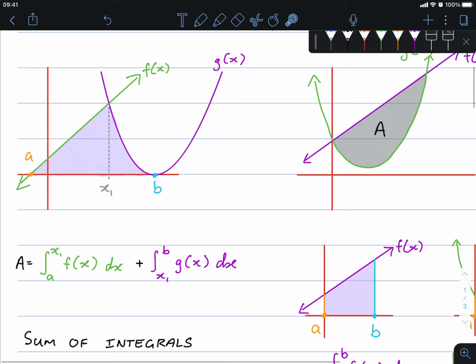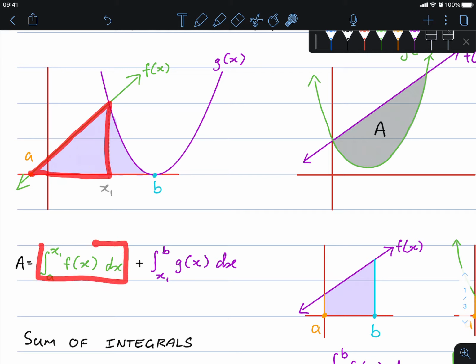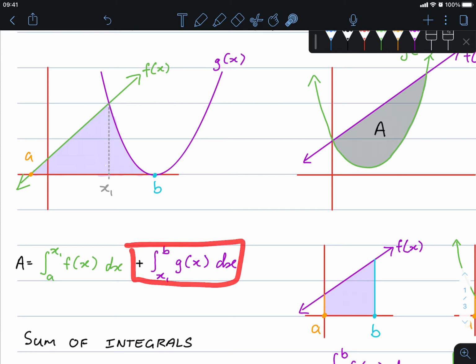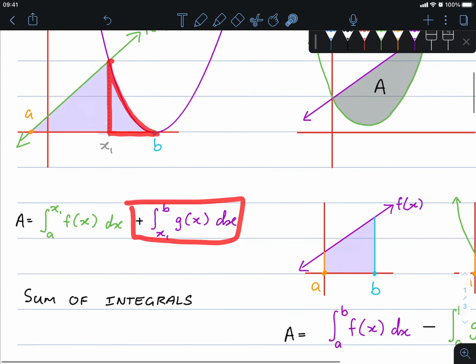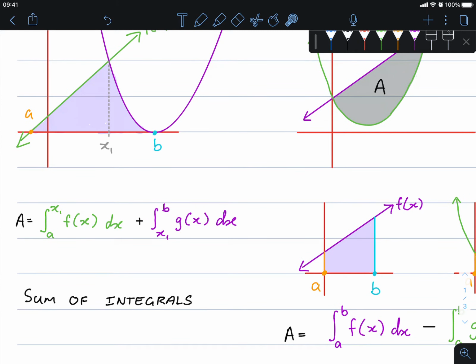So if we wanted to find the area below these two curves, we'd have to find the area from A to x1, so this area here, and then to that we need to add the area underneath this curve here. From that we can just find the sum of the integral.